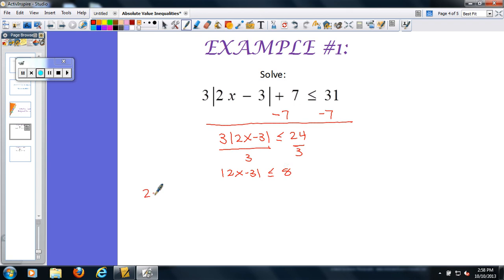Now I make my two equations. 2x minus 3 less than or equal to 8. Remember, for the second one, the left side is the same. I flip the sign and make the answer negative.